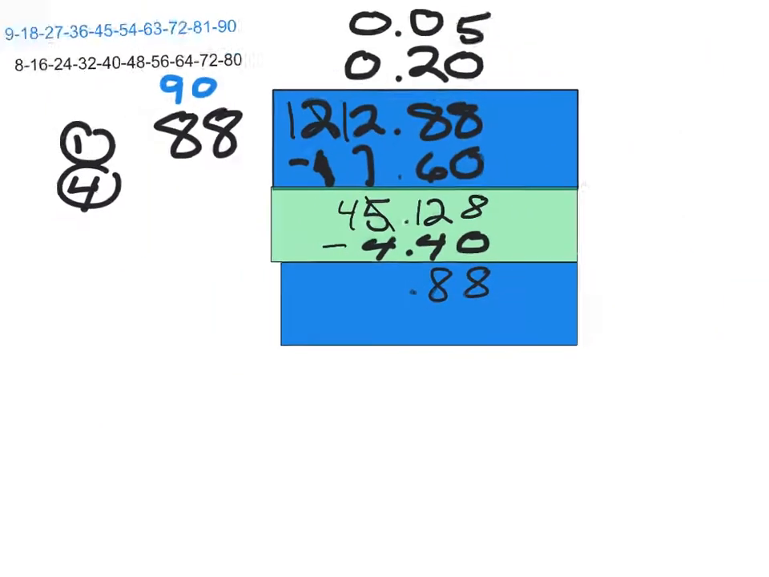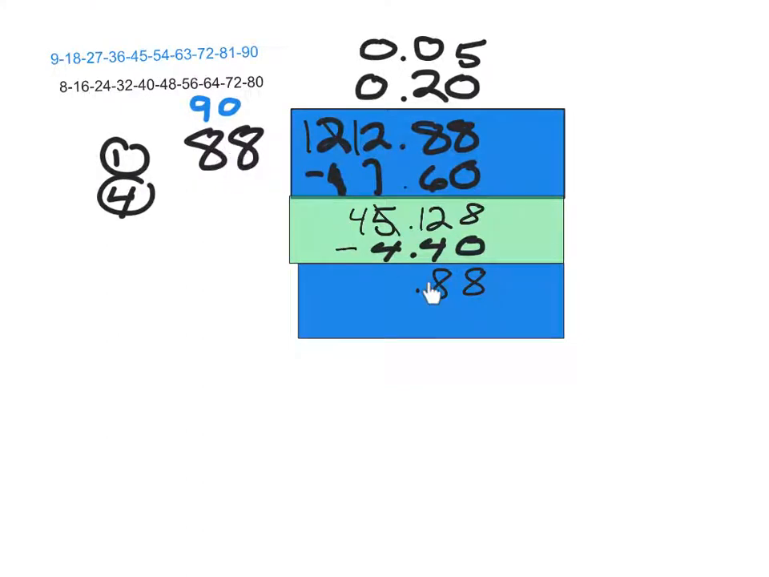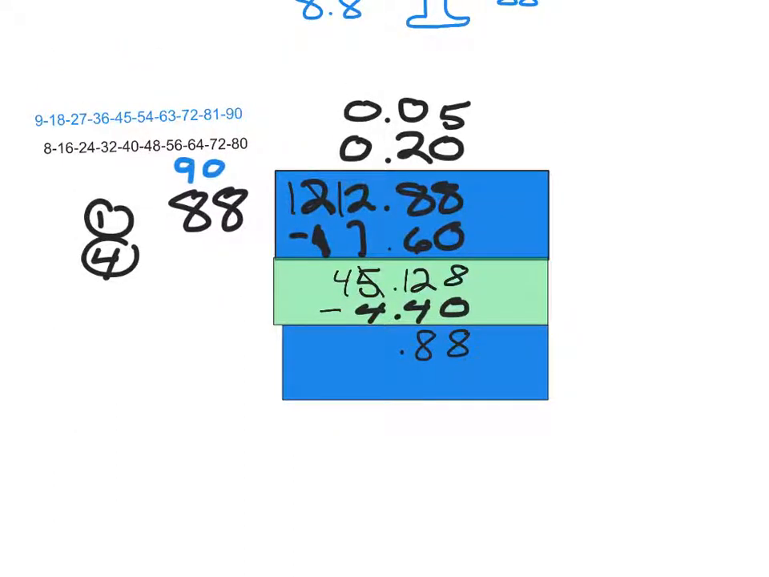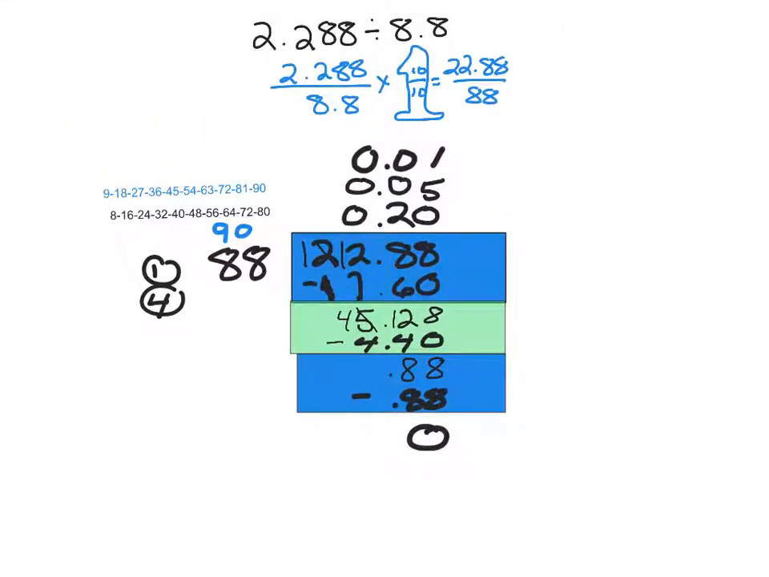And look here, how lovely is this? 88 will go into 88 exactly one more time. So I'm going to plug another 1 up here. But it's really a 0.01, right? And then 1 times 88 will give me 88 here. I'm going to drop the decimal, and when I subtract, 0.88 minus 0.88 will zero out, and that is lovely, my friends, right?